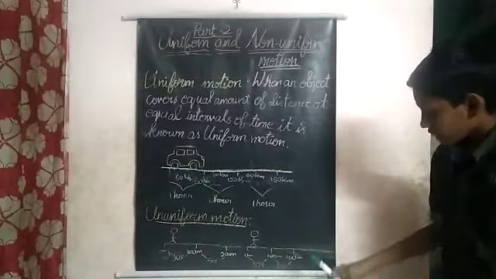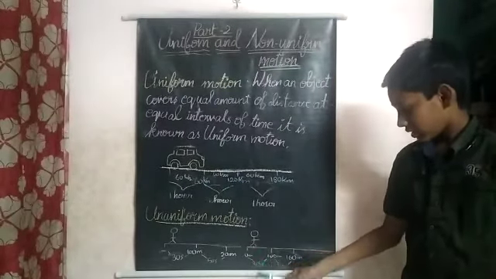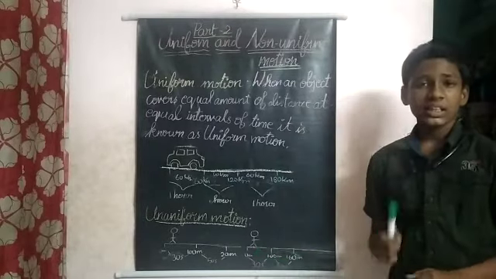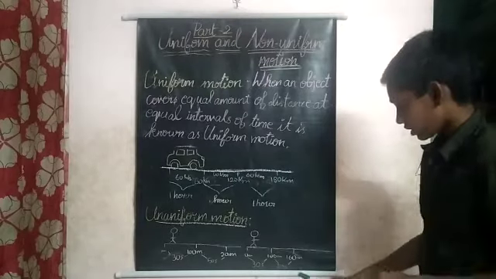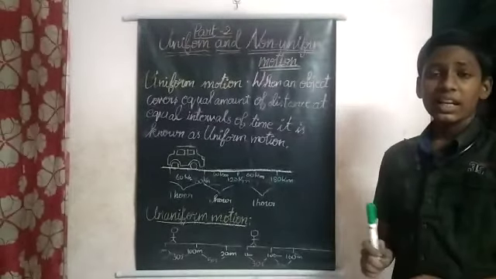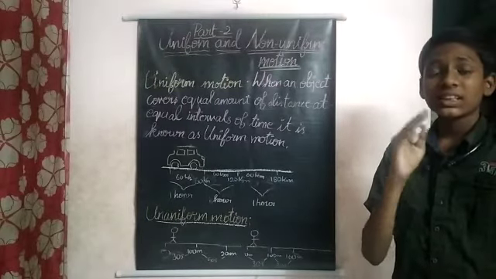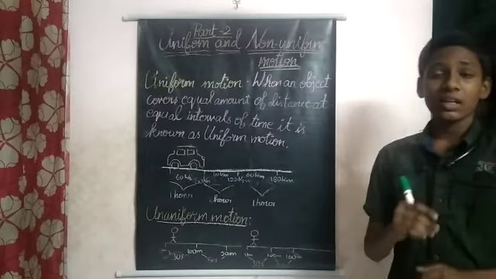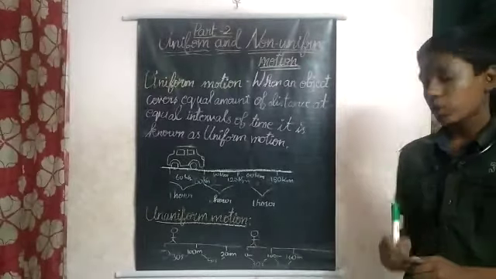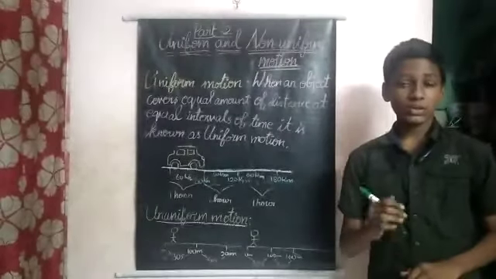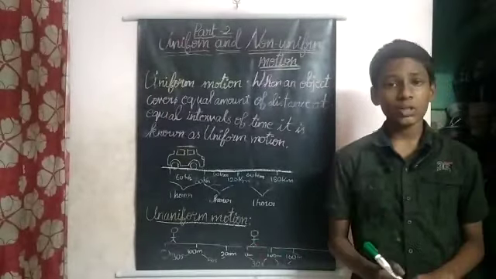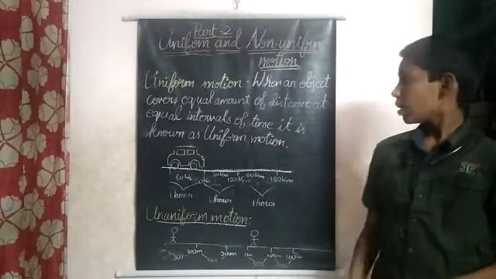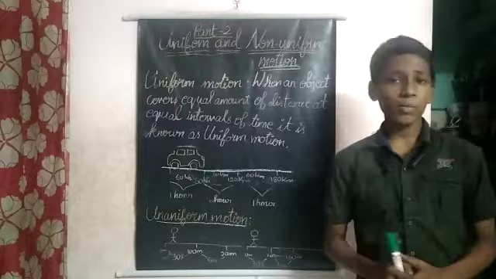The second boy is running for 30 seconds. In the first 30 seconds, he ran 100 meters. In the next 30 seconds, he ran only 60 meters. So, there is not an equal amount of distance. So, the motion of this boy is known as ununiform motion and the motion of this car is known as uniform motion.